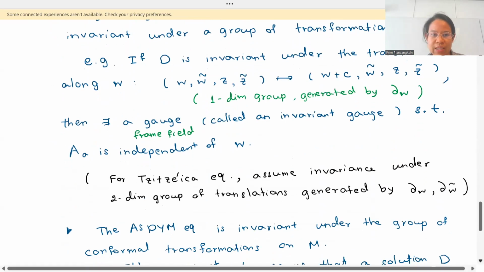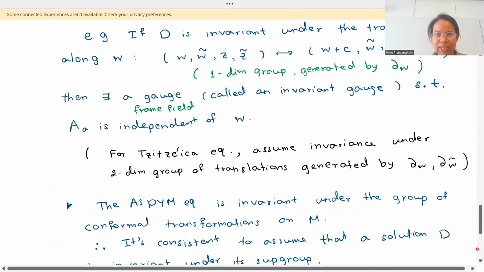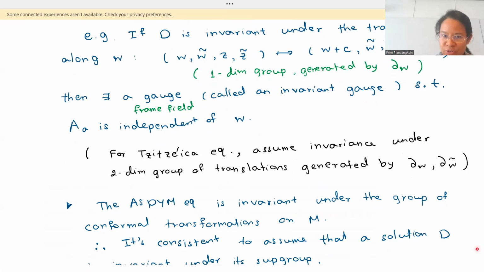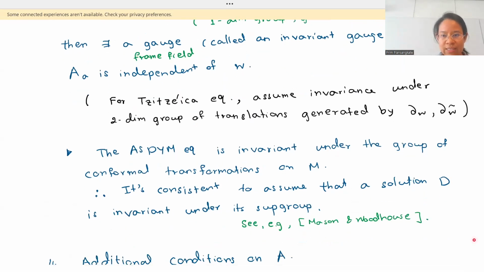Let me note here that one might wonder what transformations we are allowed to use. Here they are translations. This relies on the fact that the anti-self-dual Yang-Mills equation is invariant under the group of conformal transformations on M. This means that under conformal transformations, the equation stays the same. Hence, the transformation maps a solution to another solution. Then it's consistent to consider only solutions that do not change under this transformation. So when we assume a symmetry, we have to assume that the solution is invariant under a subgroup of the conformal transformations on M.